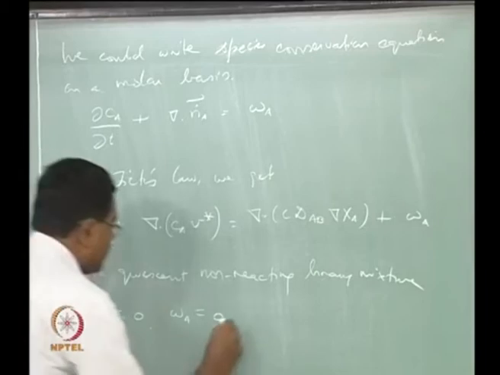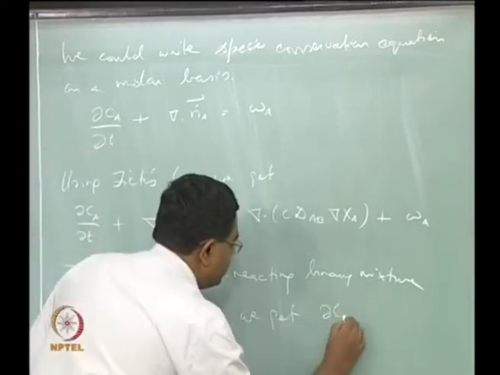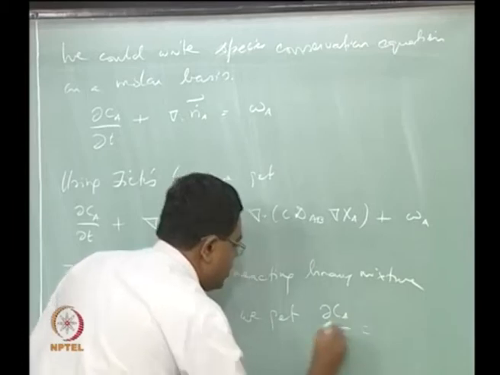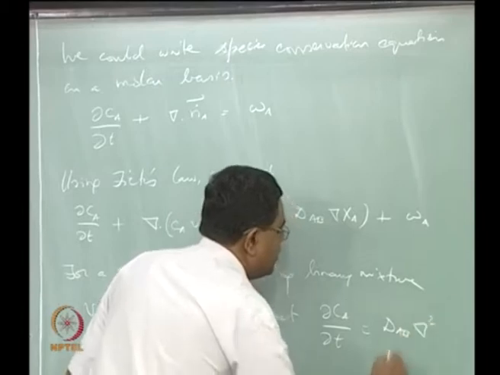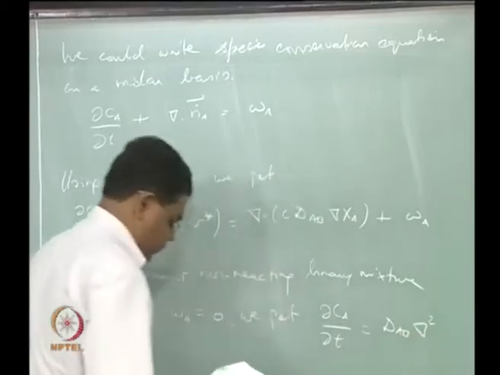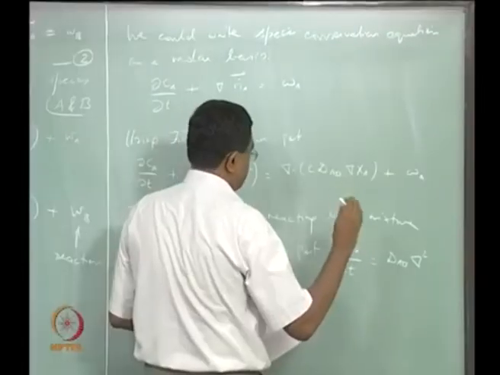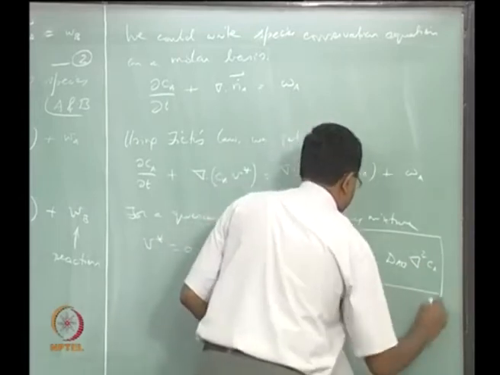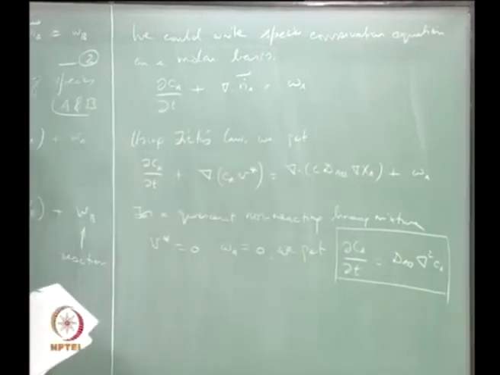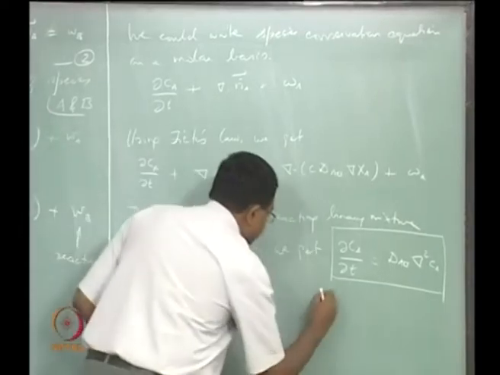So we get dou CA over dou T is equal to DAB del squared, that is Laplacian CA, right? This is what is called Fick's second law.